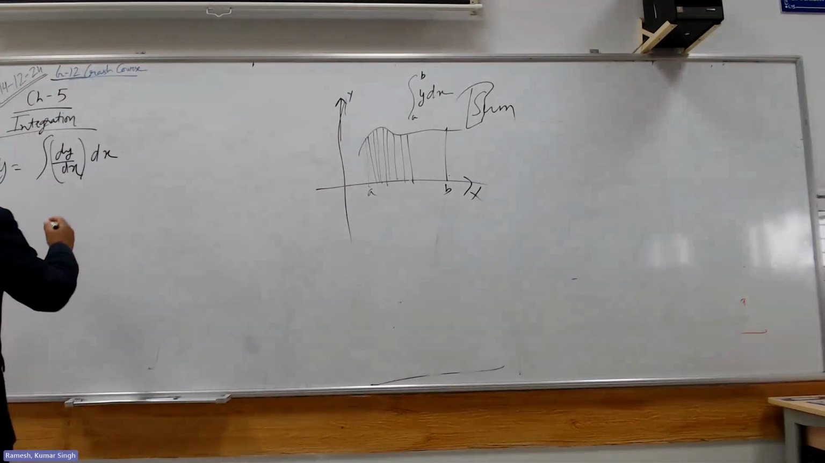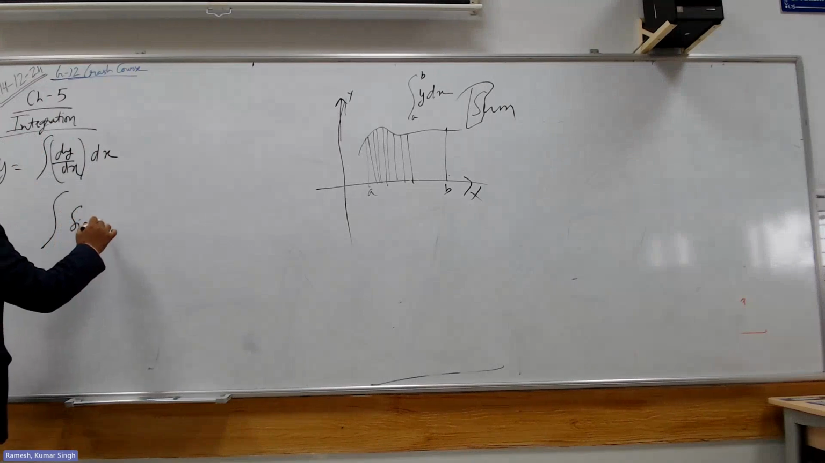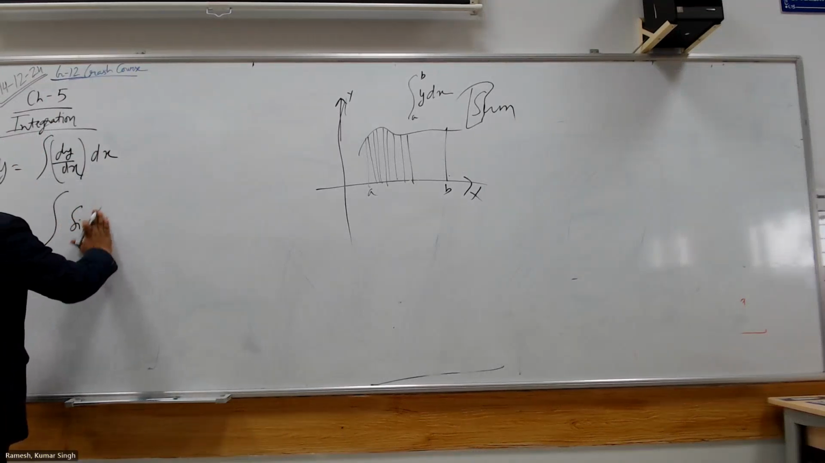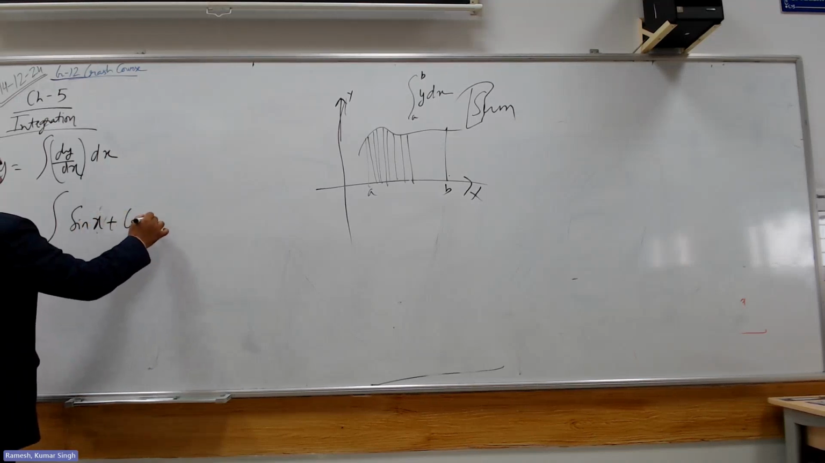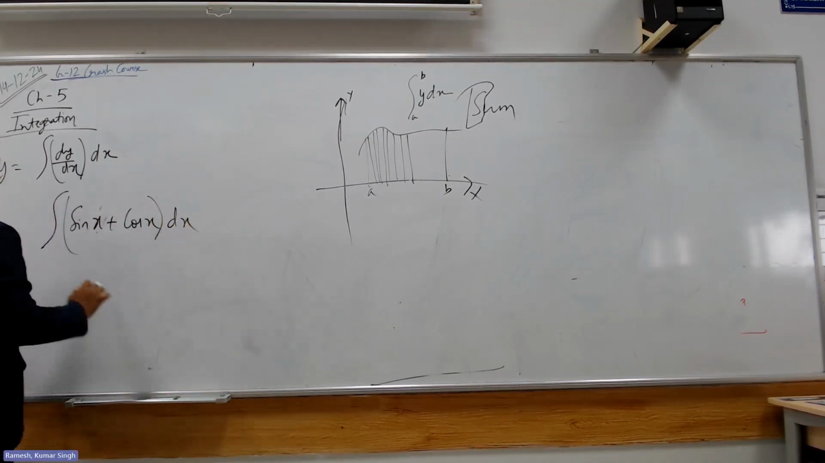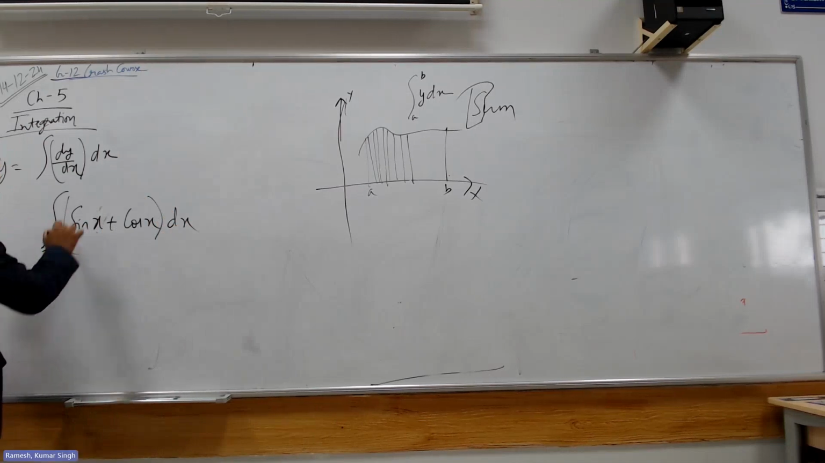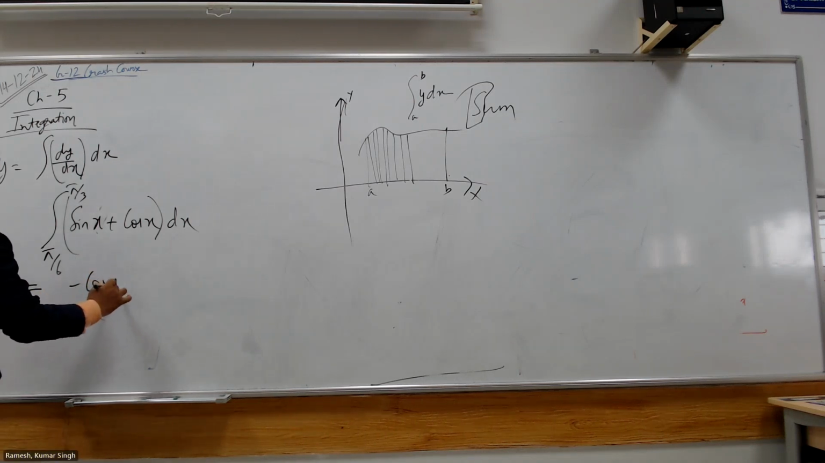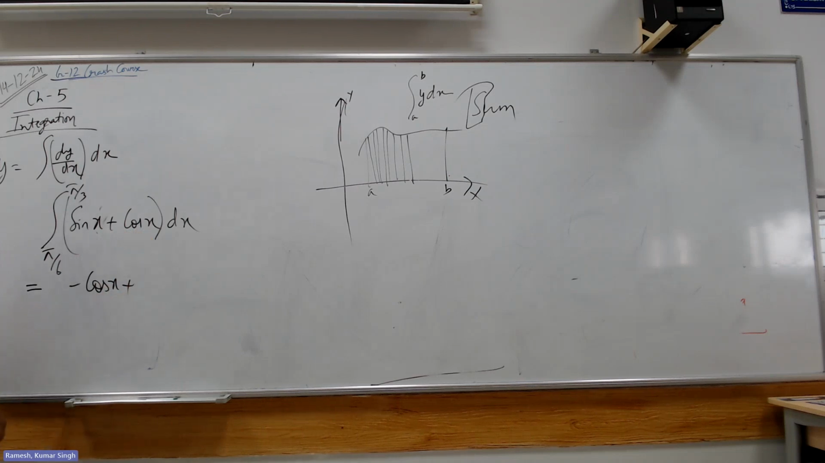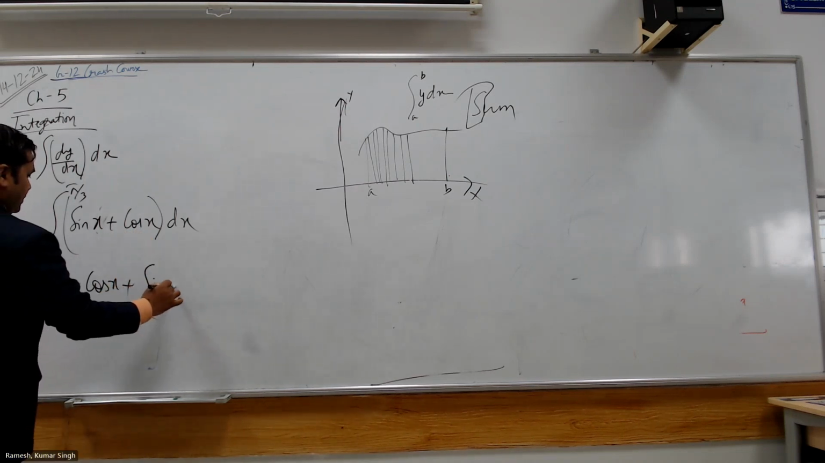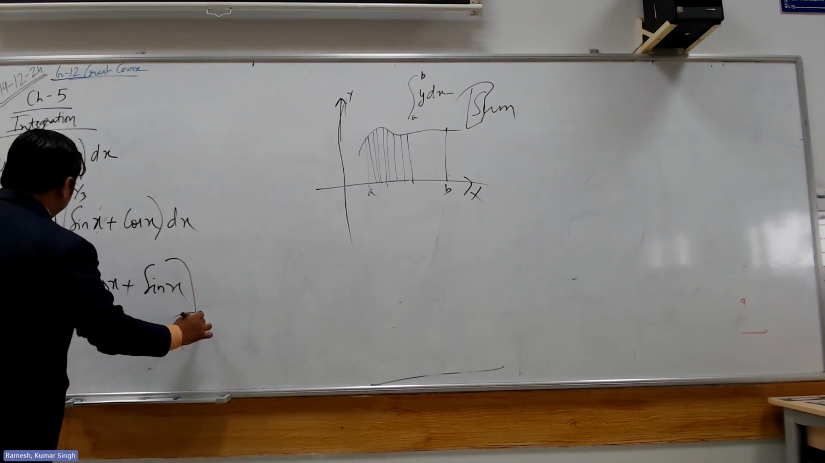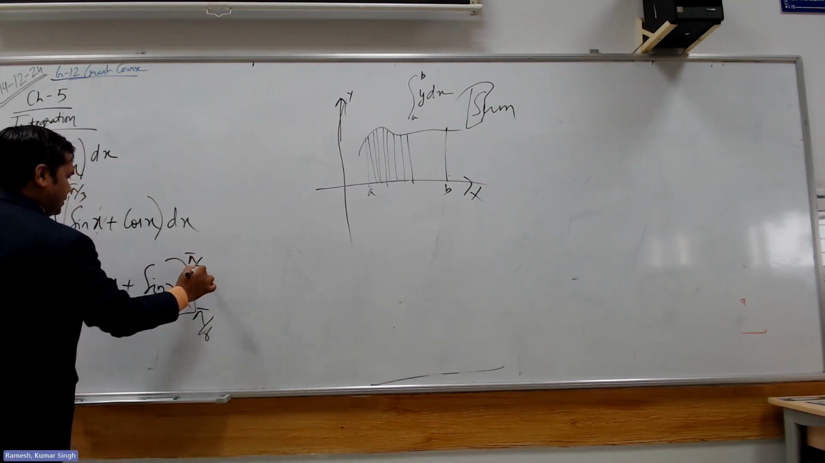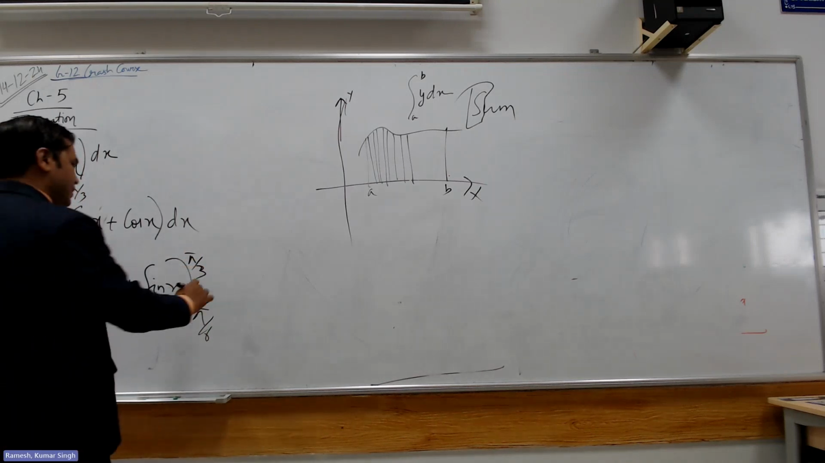So do a simple question: integral of sine x plus cos x dx from pi by 6 to pi by 3. Use the integration formula. Integration of sine is negative cos x, and integration of cos is sine. Now we put the limits pi by 6, pi by 3: upper limit minus lower limit.